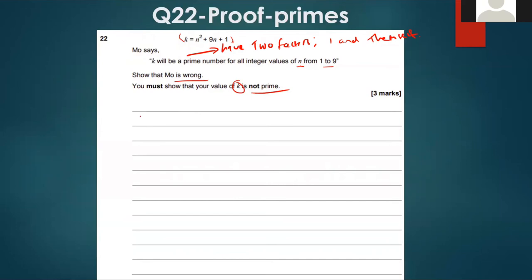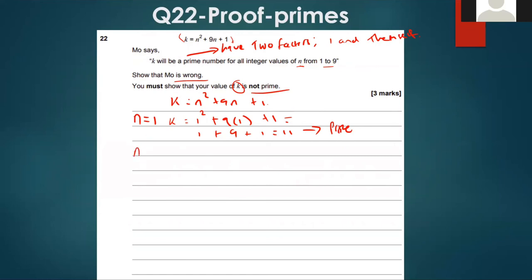So if n is equal to 1, we're going to use this formula, k is equal to n squared plus 9n plus 1, and we're substituting the value 1 into n. That's 1 squared plus 9 times 1 plus 1, which is 1 plus 9 plus 1. 9 plus 1 is 10, plus 1 is 11. Now, 11 is actually a prime number, and it's good to know your prime numbers. You should know up to a few prime numbers.